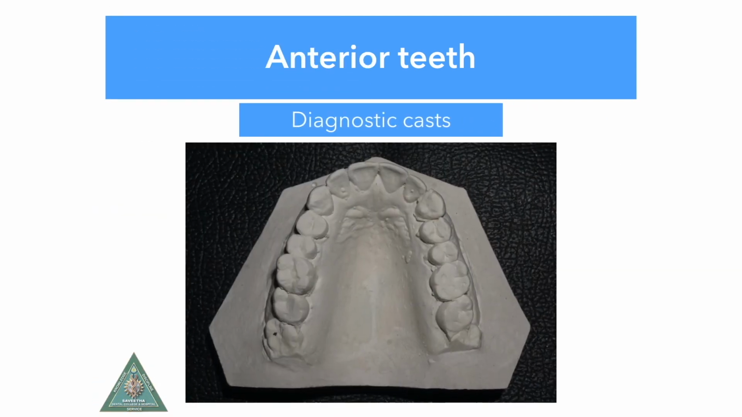So you can use casts. You can use a ruler or a tape and measure the distance between the two canines. That will give you the width of maxillary anteriors. All your denture teeth come in a mold. They are all pre-measured. So if you just know the width of the maxillary anteriors alone, you can get the width for all the other teeth as well.